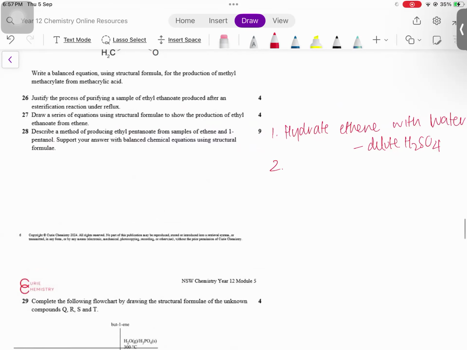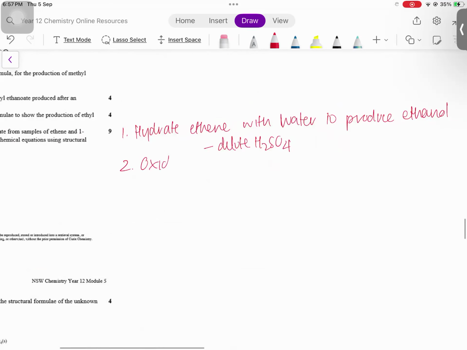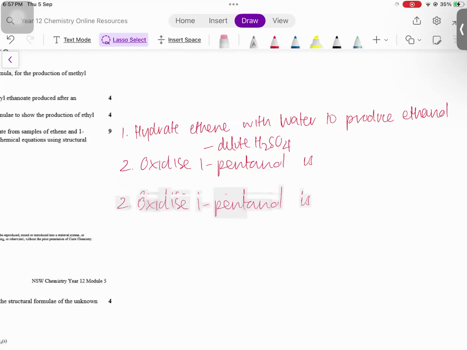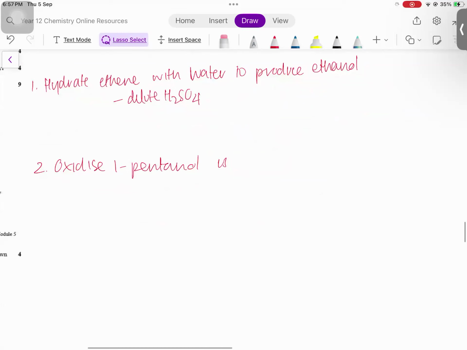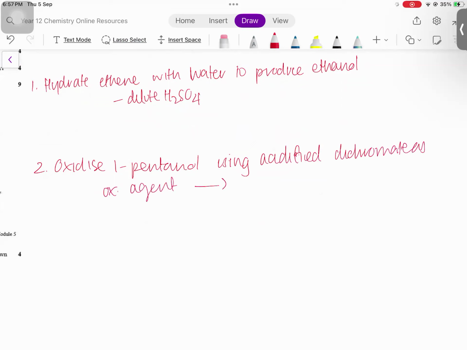And then the 1-pentanol, we're going to oxidize 1-pentanol. By the way, leave a line between step 1 and step 2 and write your equation using structural formulae. Oxidize 1-pentanol using acidified dichromate as the oxidizing agent. And this is a describe question, so we want to add a bit more detail. What color change are we expecting?